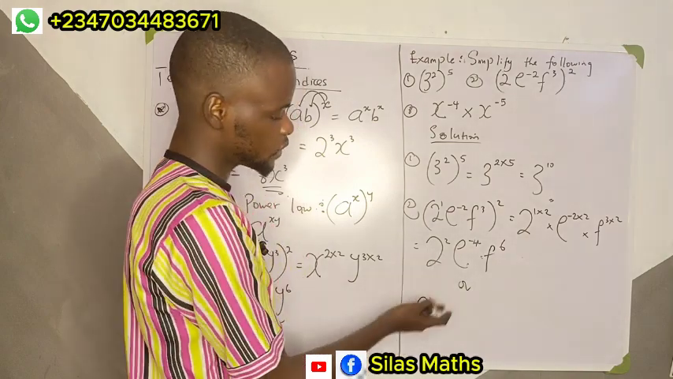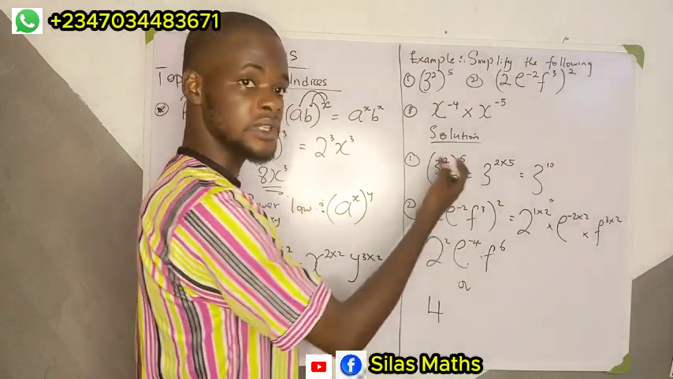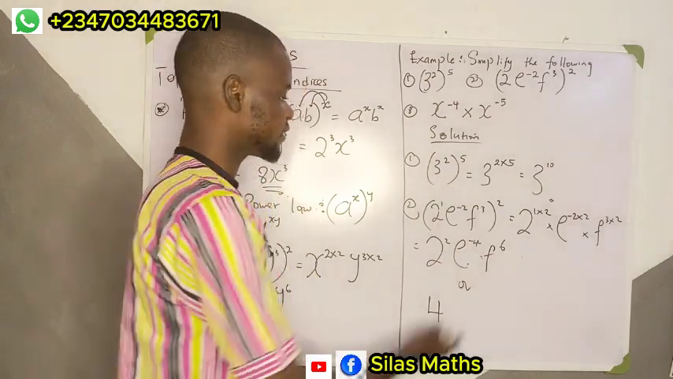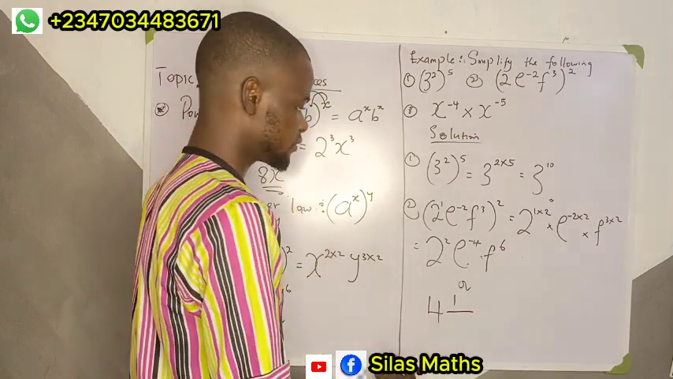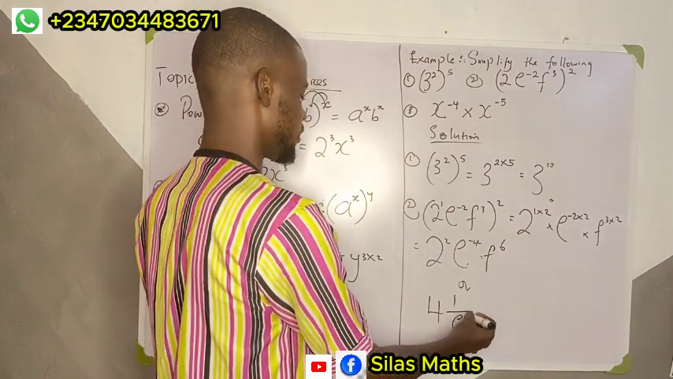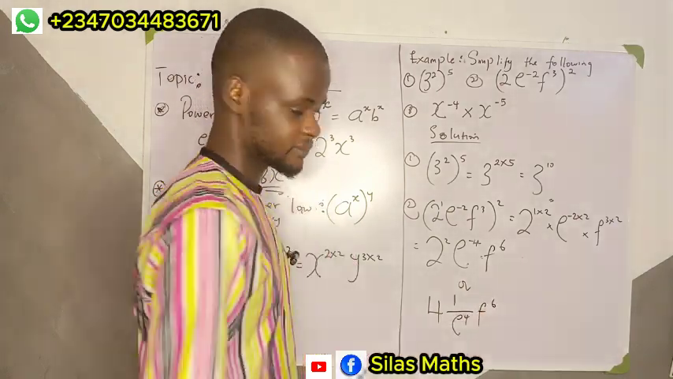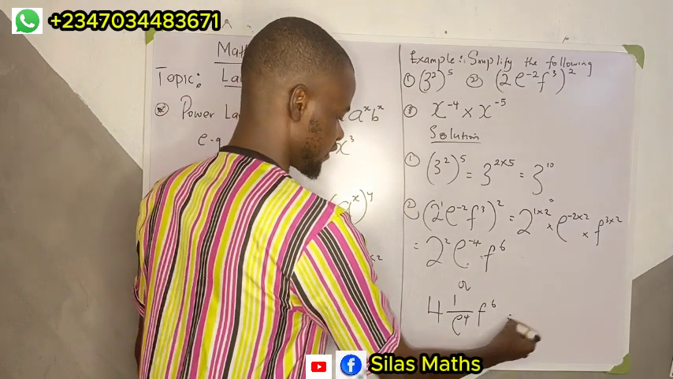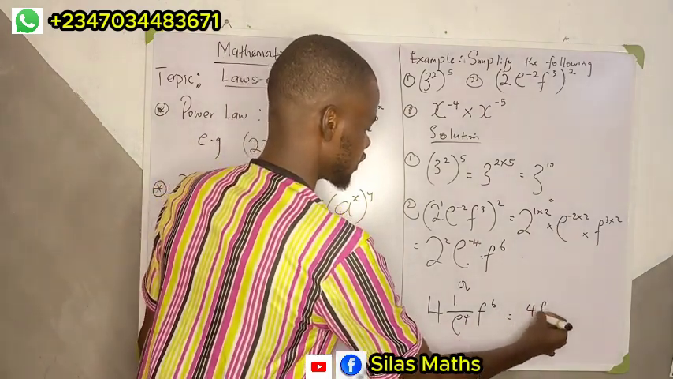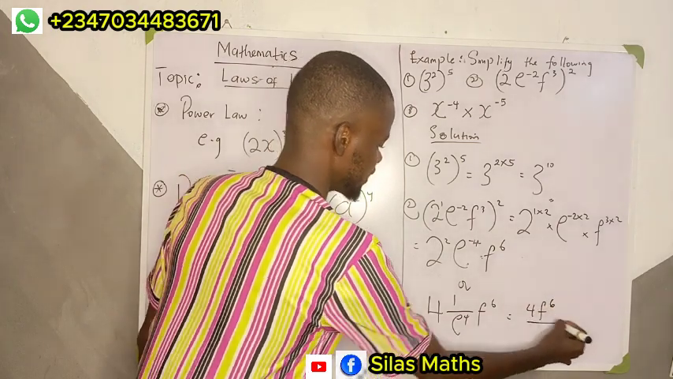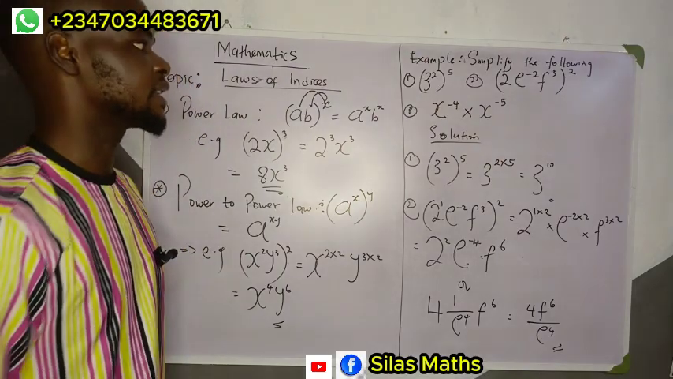2 to the power of what? 2. Now mind you, 2 to the power of 2 will give me 4, right? Yes, that will give me 4. Then e to the power of negative 4 is something as what? 1 over, that's taking the reciprocal, 1 over e to the power of 4, right? Then f to the power of 6. So I could go further to say that this is 4f raised to the power 6, then over e raised to the power of 4. That's my final answer for this one.